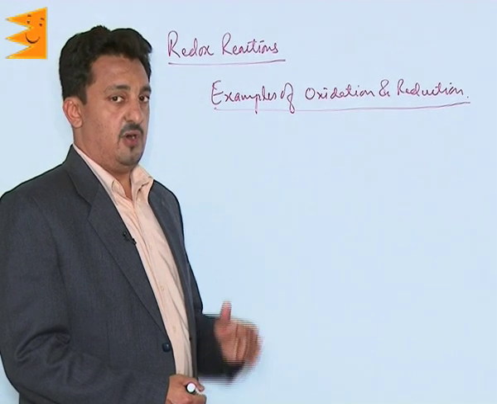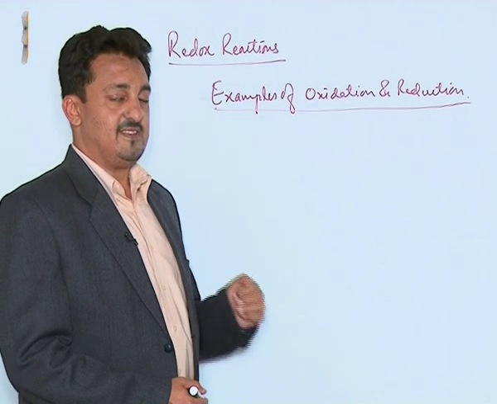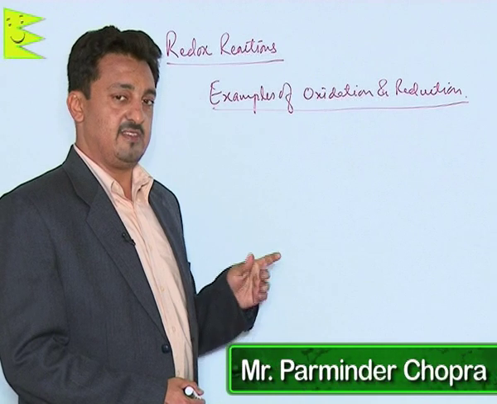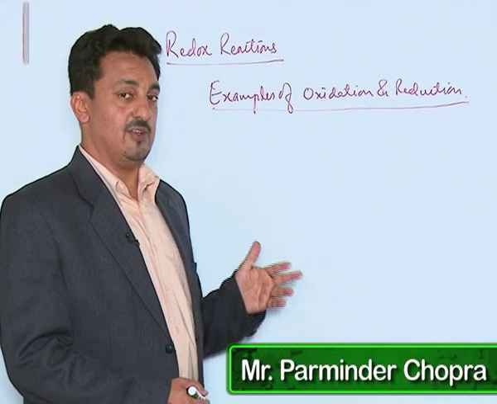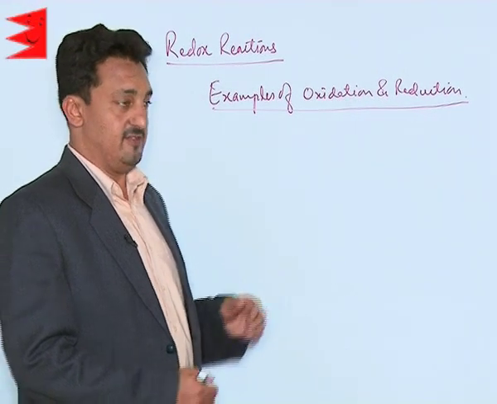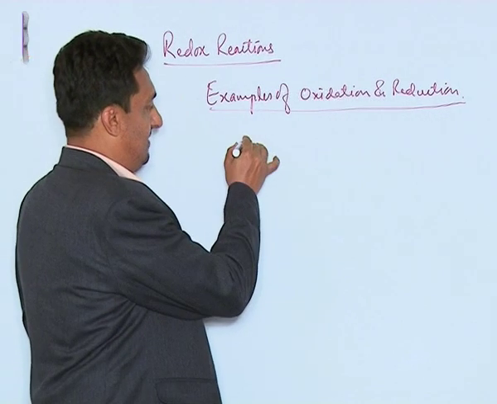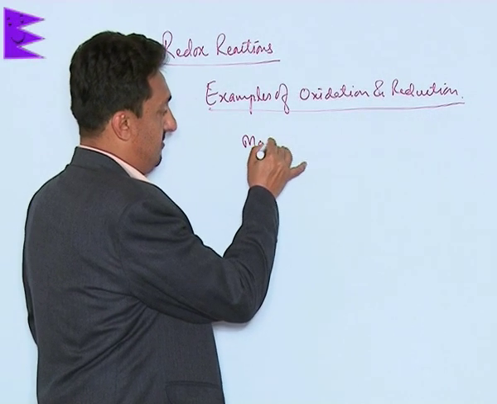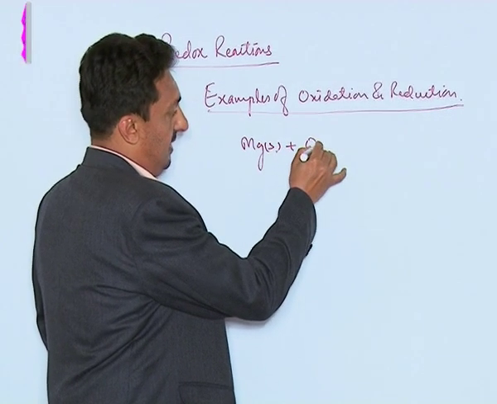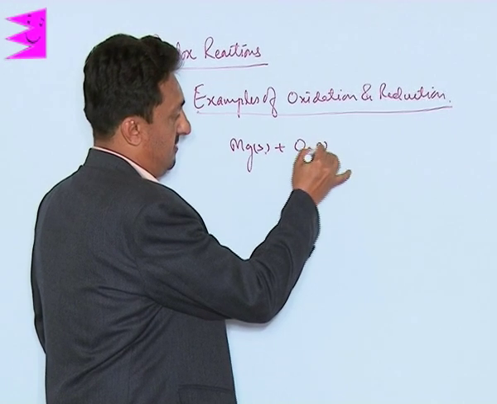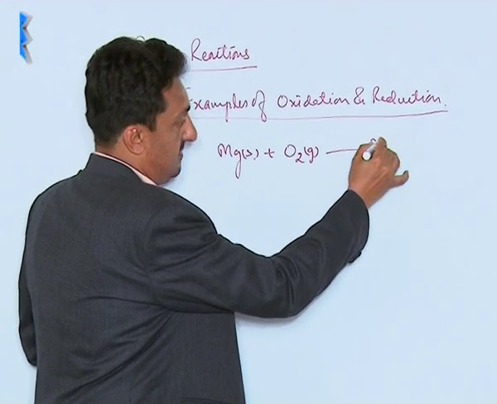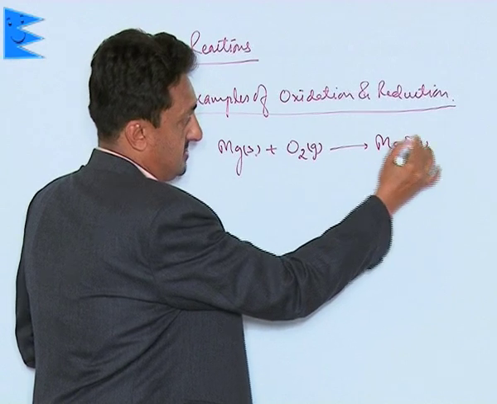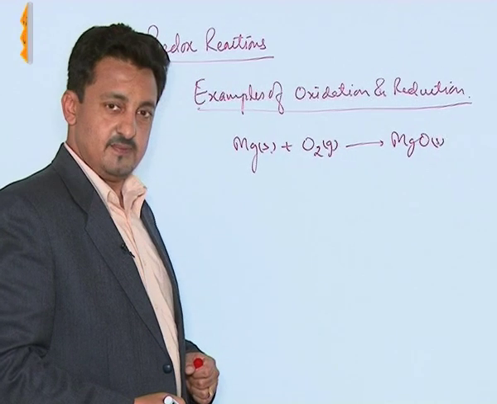Examples of oxidation and reduction. Now let us take examples of the reactions in which we can understand what exactly the oxidation and reduction reactions are. Let us take an example in which magnesium solid is heated in presence of oxygen. What we get is magnesium oxide solid.